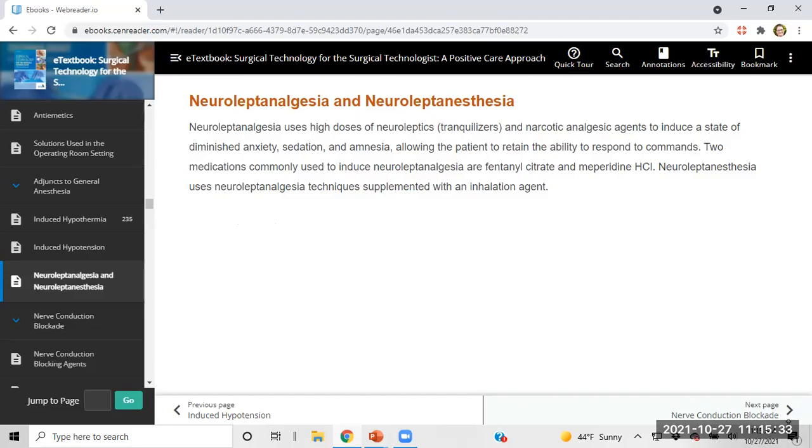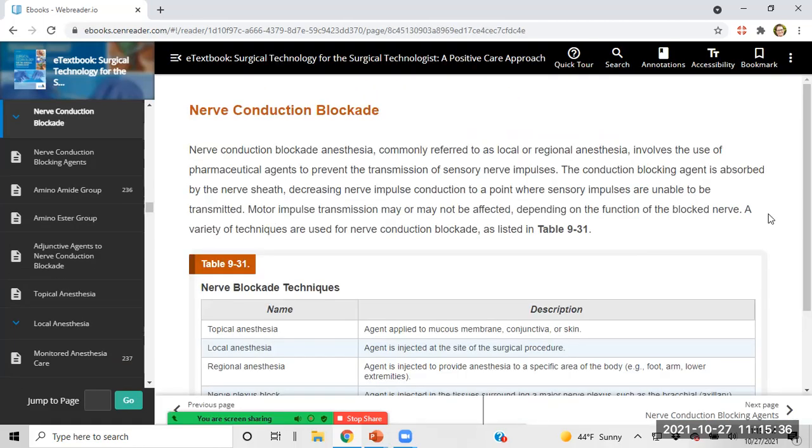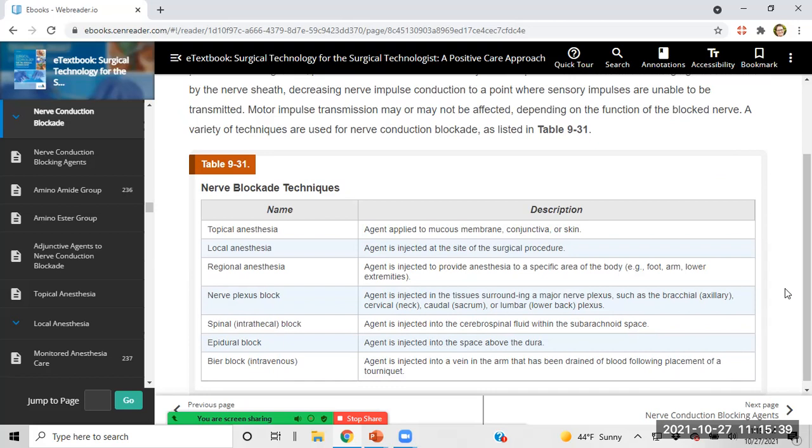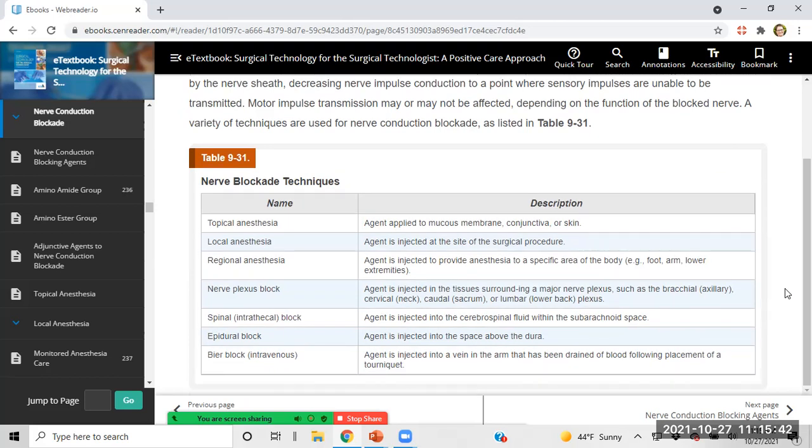Okay, so then we're going to look at another table, and this is about nerve conduction blockade. So this is really, really common in the OR. So you want to make sure that you're familiar with this, especially if you're looking at working in ortho, because most of the time these nerve blocks are given pre-op, just before they go in for the case. And so it helps anesthesia not have to apply as much pain medication. So you can see that there's a topical anesthesia given and a local, and then there's regional anesthesia given. They can do either a nerve plexus block or a spinal block or an epidural or a Bier block.